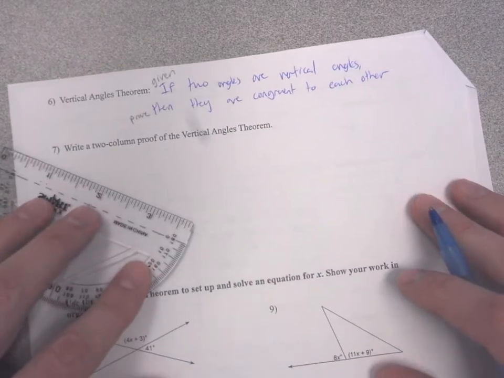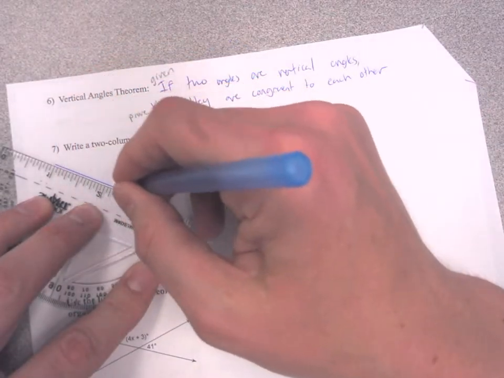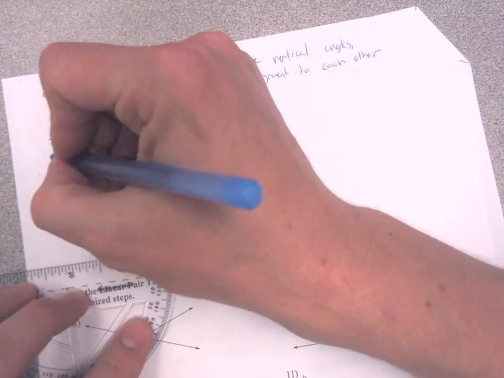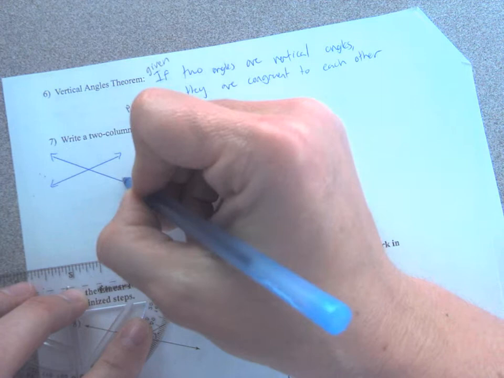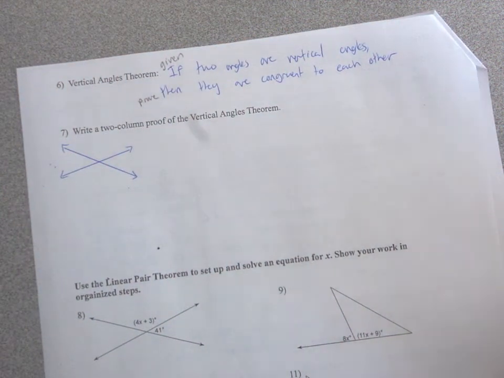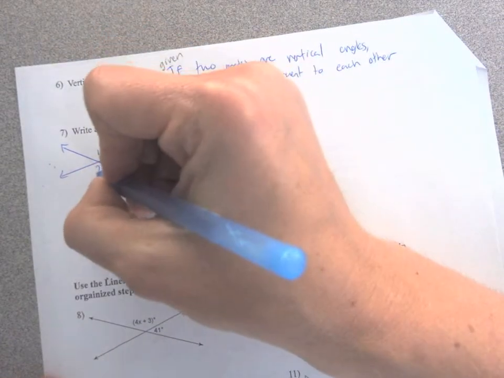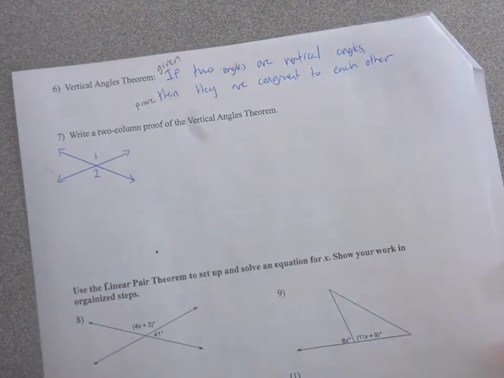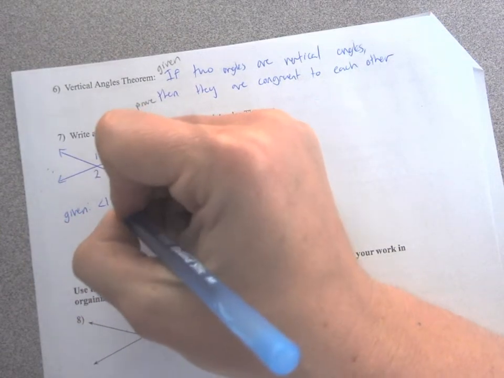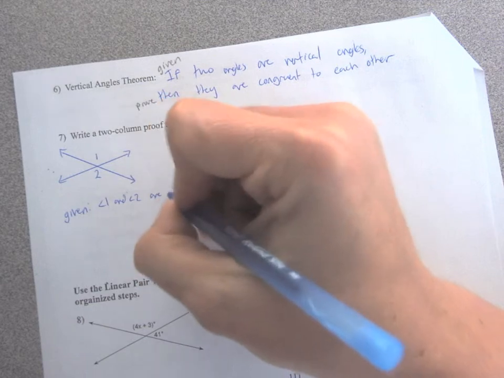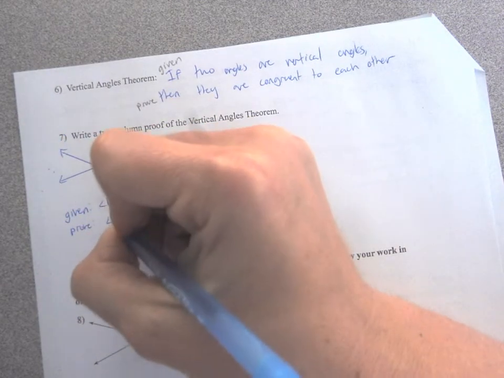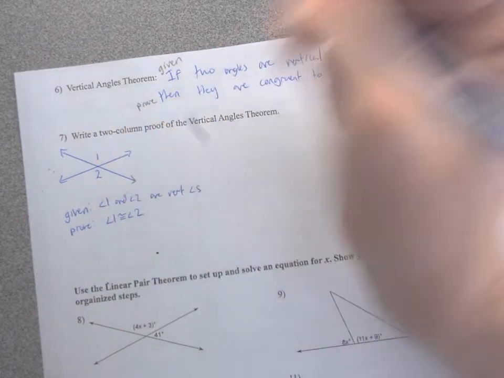Okay, so just to review, vertical angles are formed when two straight lines intersect. So I'm going to do two straight lines intersecting here. I'm going to call this angle 1 and this angle 2. So given angle 1 and angle 2 are vertical angles, what we're going to prove is that angle 1 is congruent to angle 2. Okay?